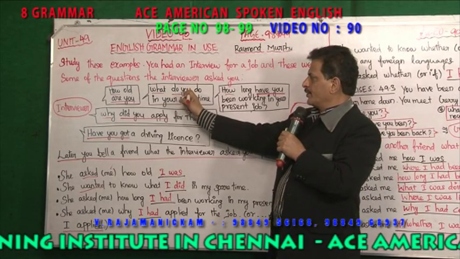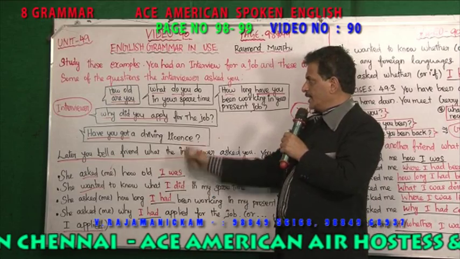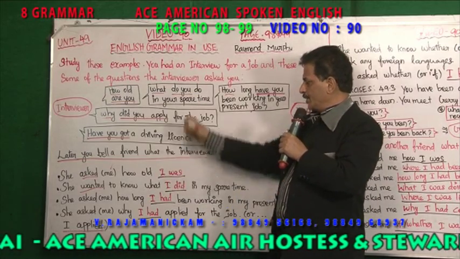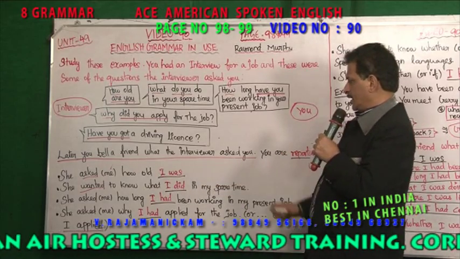Do you? See, you and do. Do comes before you. Here, you changes into I. Do changes into did. Tenses change. What I did in my spare time.